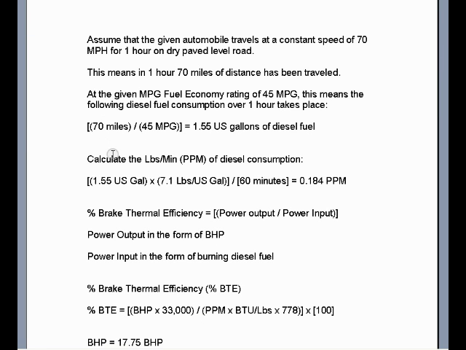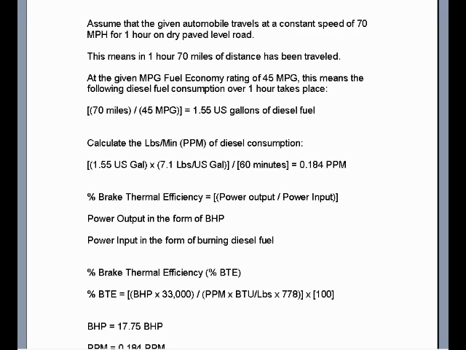So then we calculate how much fuel consumption takes place over an hour, assuming that the car is driving at 70 miles per hour for 1 hour continual speed. So that's 70 miles distance divided by 45 miles per gallon. So in an hour time, it's 1.55 US gallons of diesel fuel consumption at that MPG and cruise speed values. Then we calculate the actual pounds per hour diesel fuel consumption, 1.55 US gallons times 7.1 divided by 60, so there's 0.184 pounds per minute of diesel fuel consumption going on.